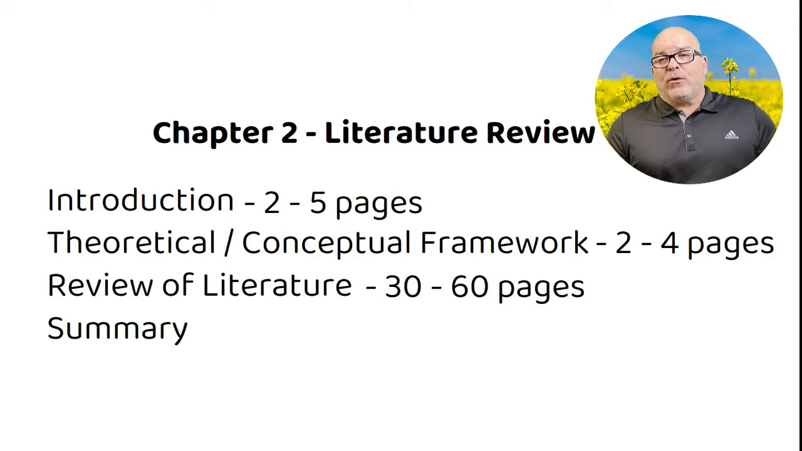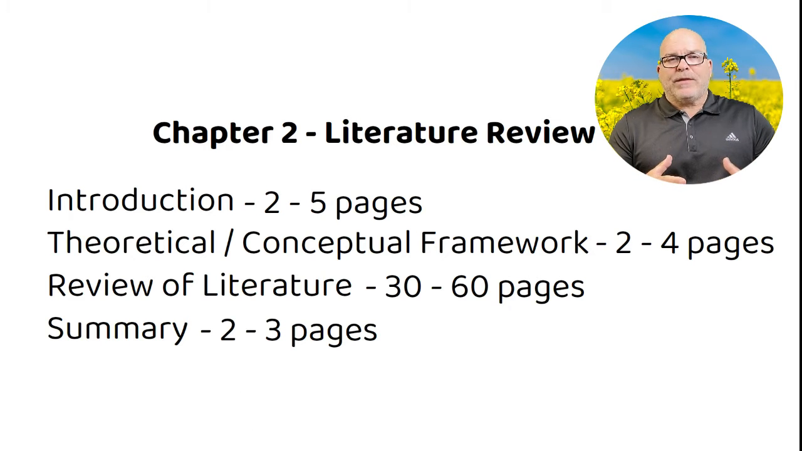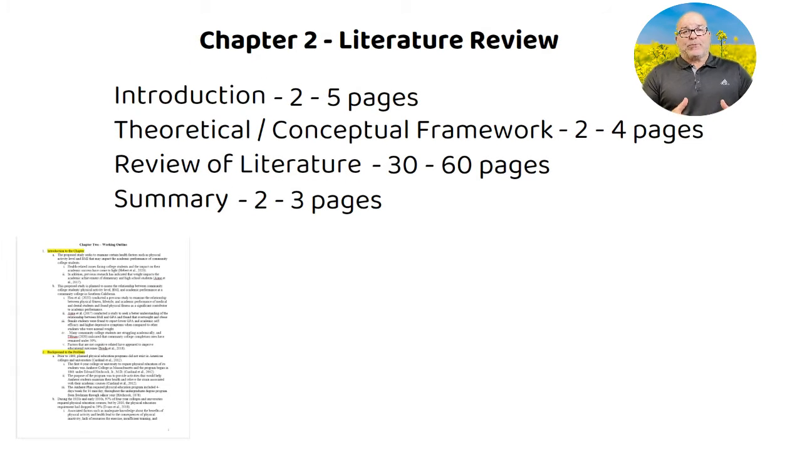And after the review of literature, the chapter generally wraps up with a summary that's about 2 to 3 pages, bringing together what you've said and introducing the reader to what's to come in the next chapters. The next step is key: writing the detailed chapter outline.